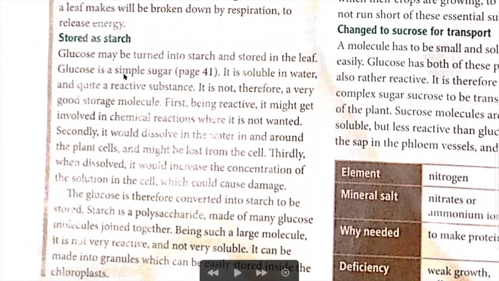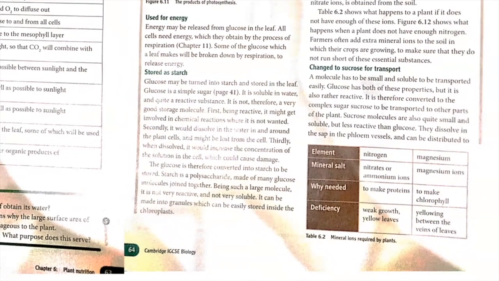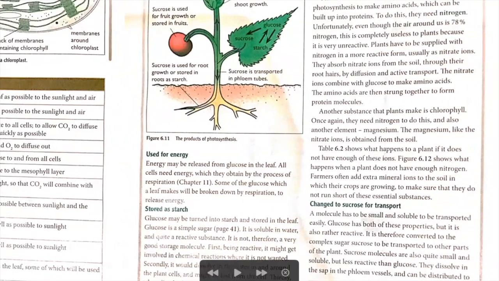Okay, glucose is a simple sugar. It is soluble in the water and quite a reactive substance. It is not, therefore, a very good storage molecule. First, being reactive, it might get involved in a chemical reaction where it is not wanted. Okay, so this is the problem if you want to transport glucose, because you know that glucose is a very reactive molecule. So it can easily be, you know, involved in any chemical reaction.